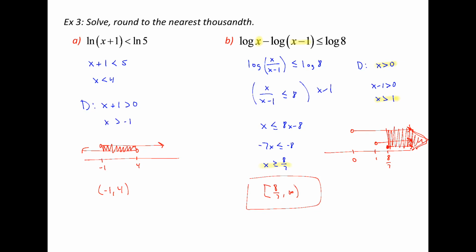And so that's it in terms of solving exponential and logarithmic inequalities. Right here, write your summary for this section of the notes in the lesson.